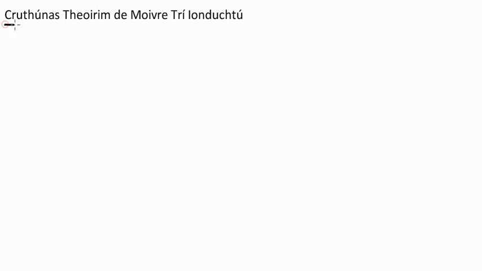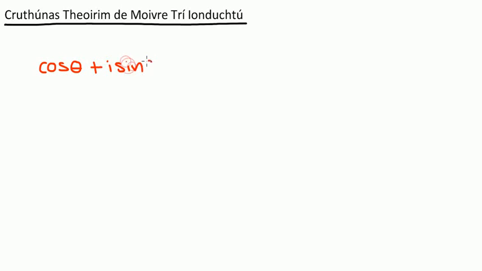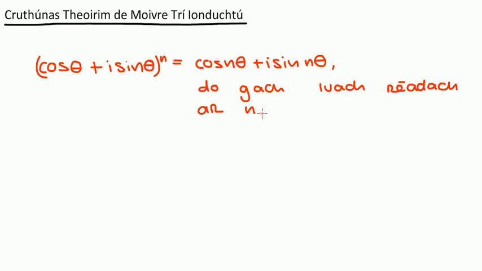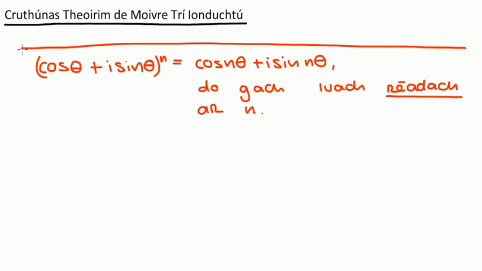So in this video we're going to go through the proof of de Moivre's theorem by induction. First of all, we're just going to make a note of de Moivre's theorem. The theorem tells us that if we have (cosine theta plus i sine theta) to the power of n, this is equal to cosine n theta plus i sine n theta. And this is for all real values of n. So this is what we're trying to prove.